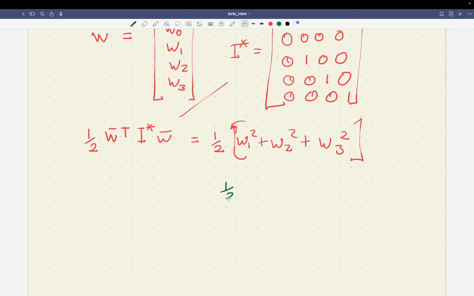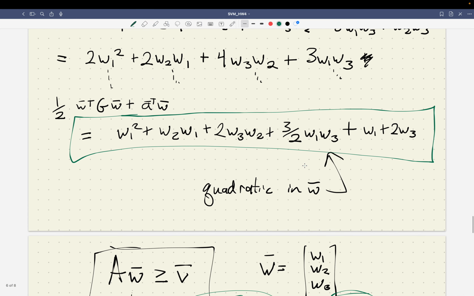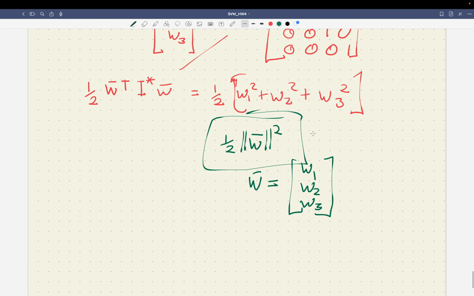This is 1/2 W squared, where this is the green W, which is ignoring the bias part. I didn't put the 1/2 there, but we want to minimize that. Okay, so that's what we want to minimize.